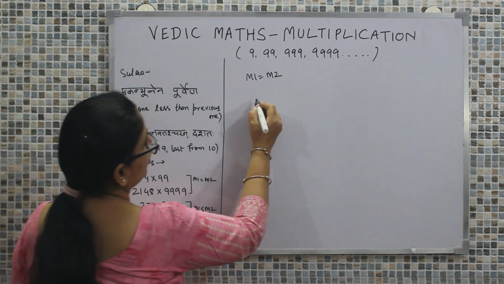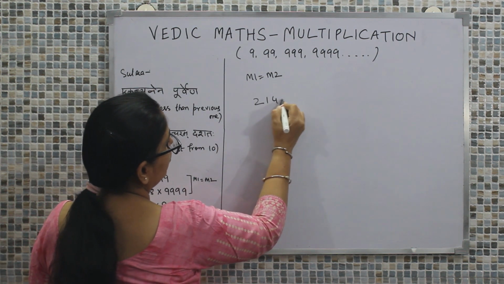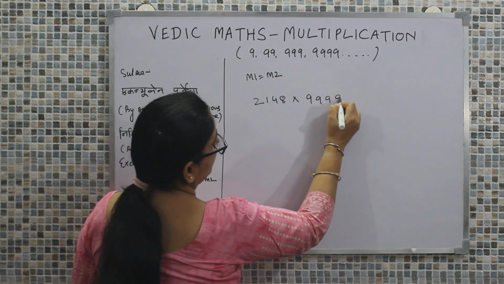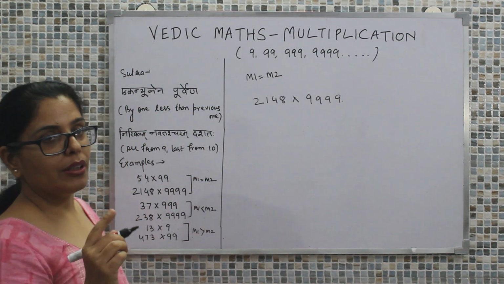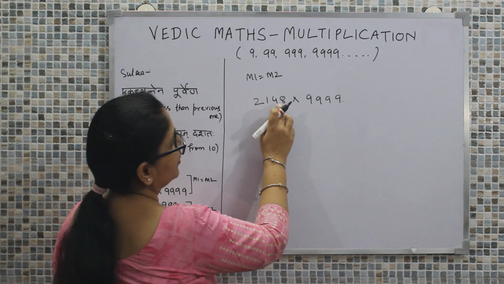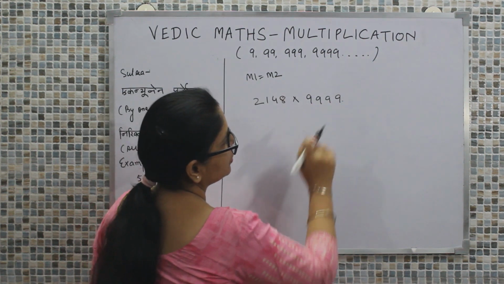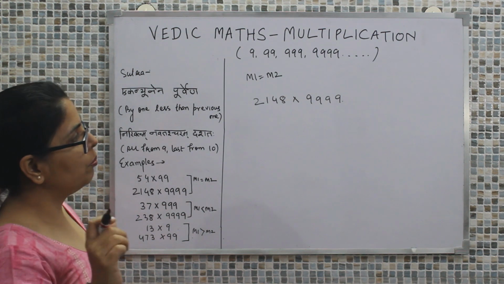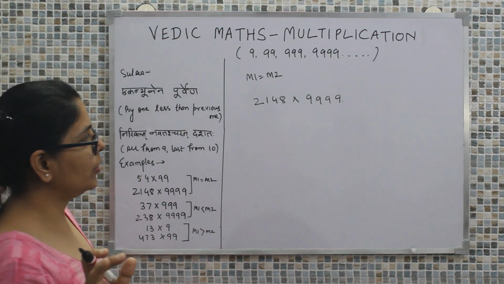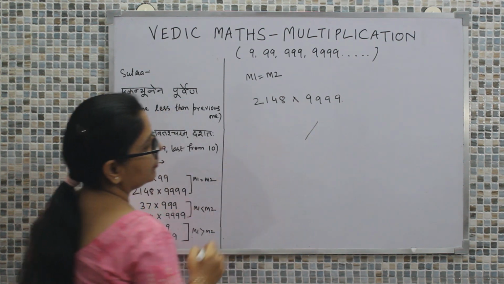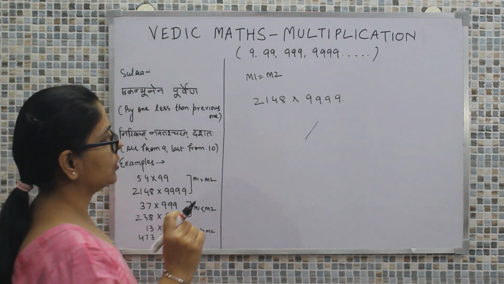So we have 2148 into 4 times 9. Now as we can identify, this is the case where the number of digits in the first multiplier is equal to the number of digits in the second multiplier. Both the digits are of length 4. Now split it out into the LHS and the RHS.